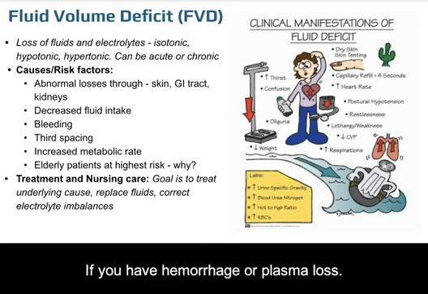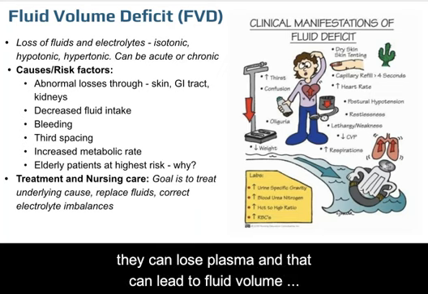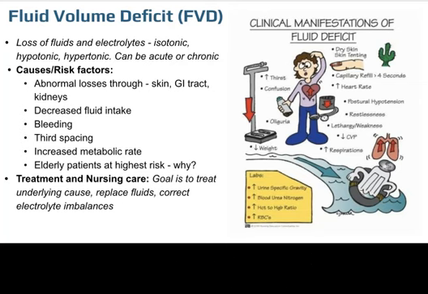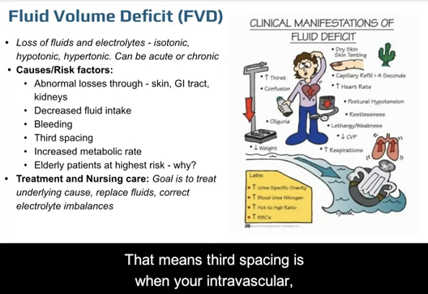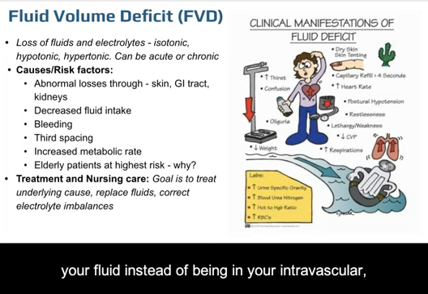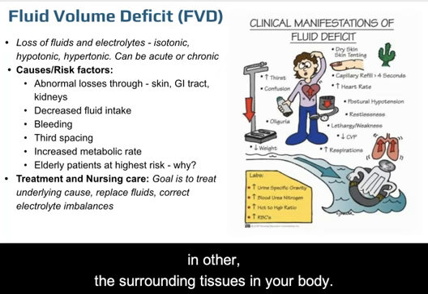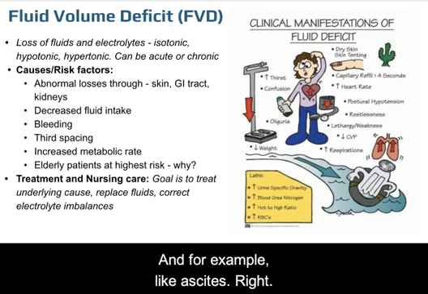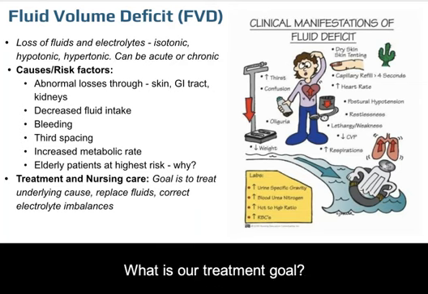If you have hemorrhage or plasma loss, for example, if a patient got into a car accident and is hemorrhaging, they can lose plasma, and that can lead to fluid volume deficit. Third spacing, when a person has burns, you can have third spacing, right? Third spacing is when your fluid, instead of being in your intravascular or intracellular space, is actually outside in the surrounding tissues in your body. For example, like ascites, right? So these are all causes of fluid volume deficit. What is our treatment goal?